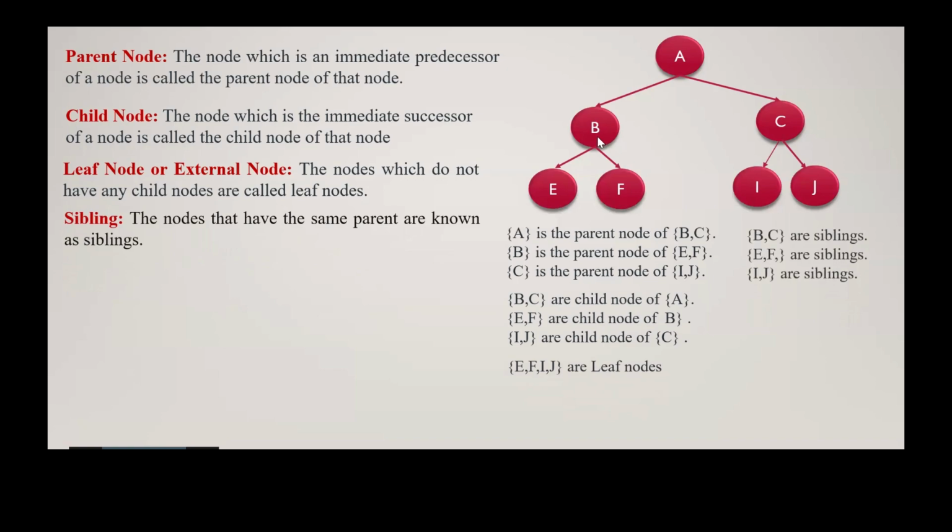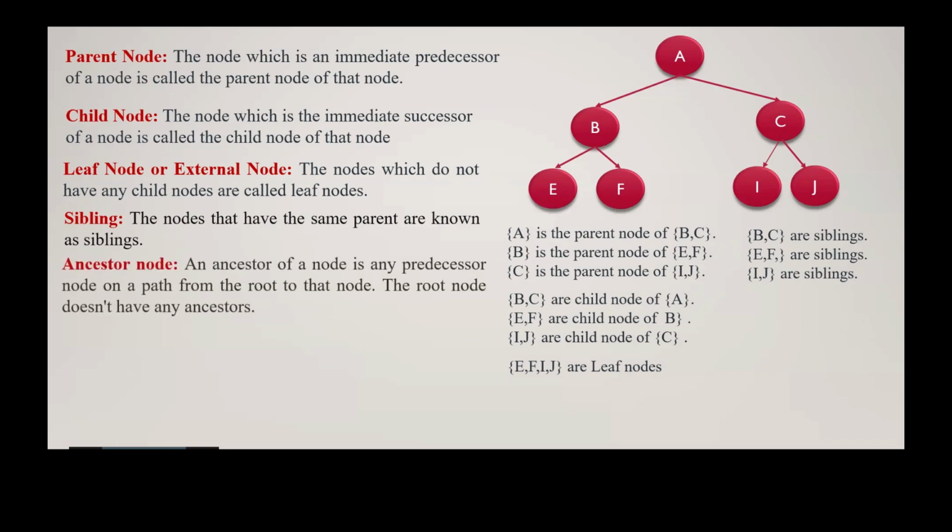Then E and F both belong to one parent, that parent is B. So E and F are siblings. Then I and J belong to the same parent. So I and J are siblings. But here E and I, we cannot say they are siblings. It maybe looks like siblings, but it is not, because E's parent is B and I's parent is C. So only when both have the same parent can we say they are siblings.